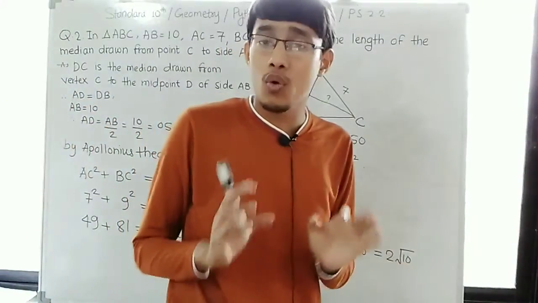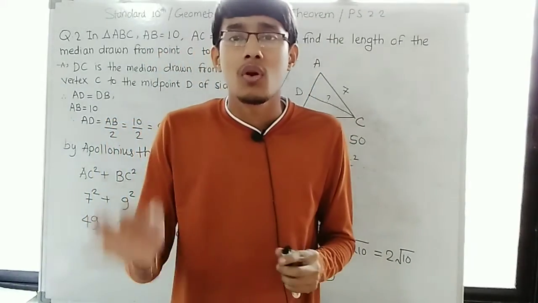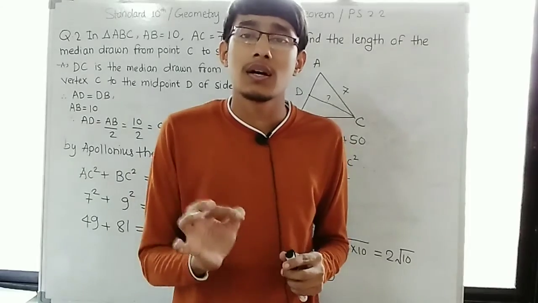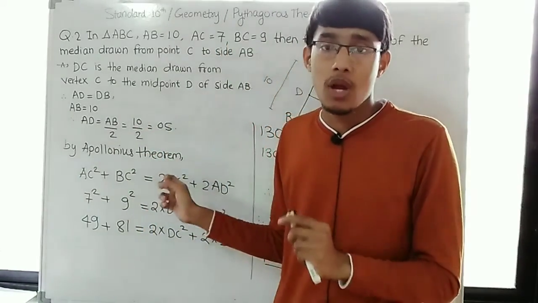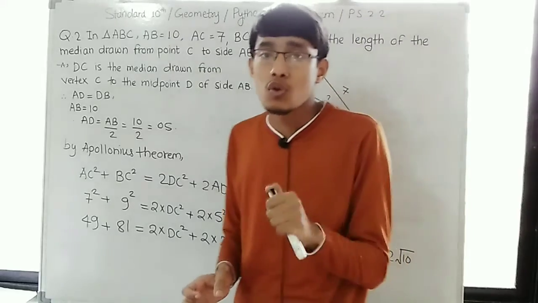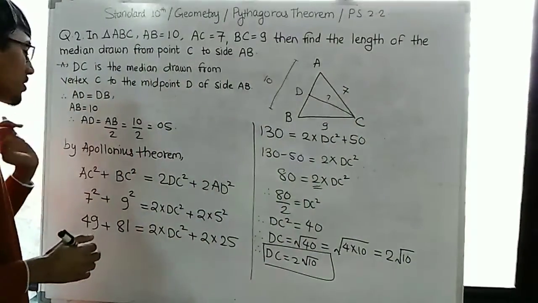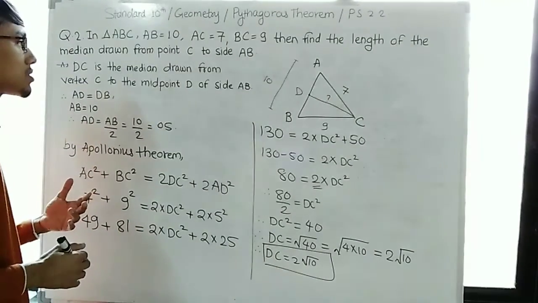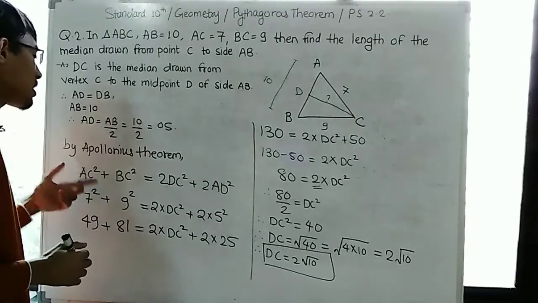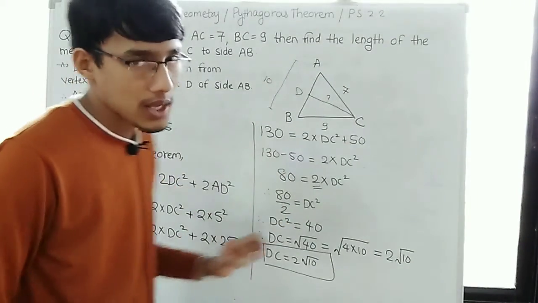In both the questions we have applied the Apollonius theorem. The only thing which is necessary here is that we must know the theorem, that is the formula, properly, and we must know what are the terms in the given theorem. We have to put down the given data in the theorem, and then we can find the required answer easily.